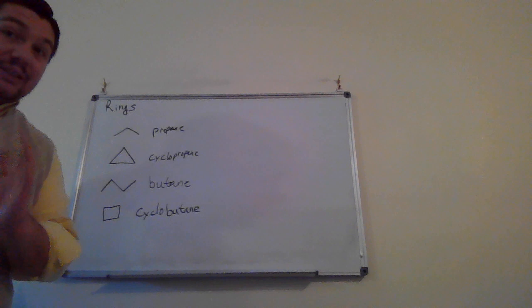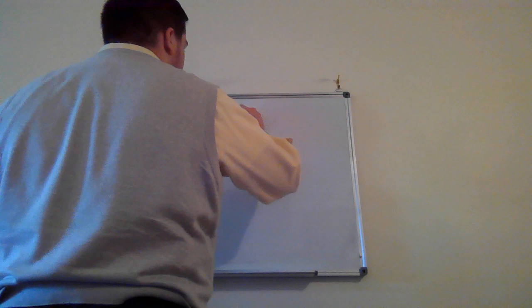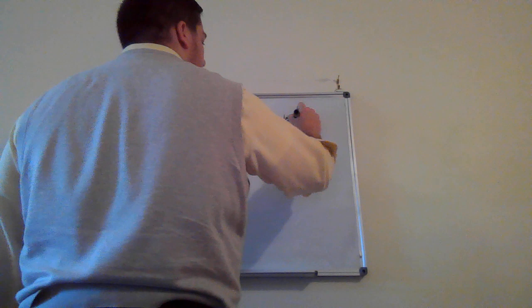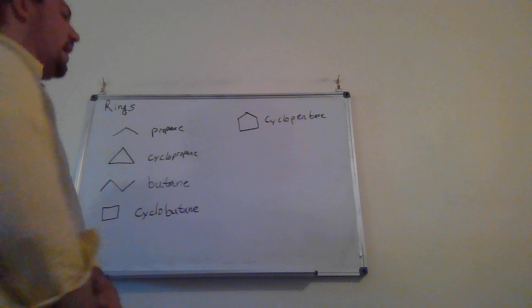Okay. So imagine I had this one. That's the smallest ring on five carbons. What would you call that? Well, the corresponding alkane would be pentane. So this would be cyclopentane.